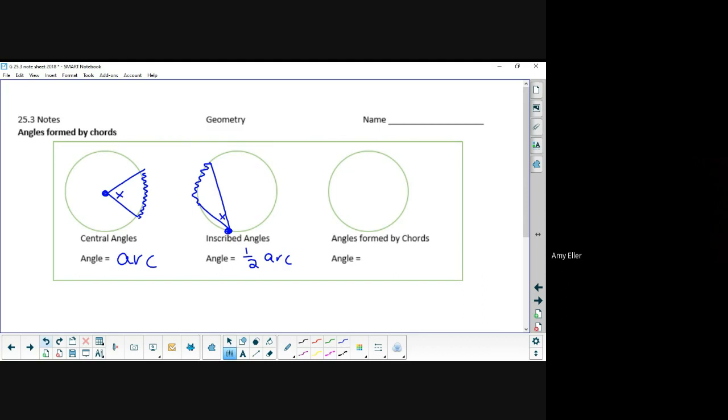We're going to learn one more today, and then we have one left. Then we have some review days and a quiz. You will be responsible for these formulas. Hopefully the first two are pretty easy. The one for today, angles formed by chords.